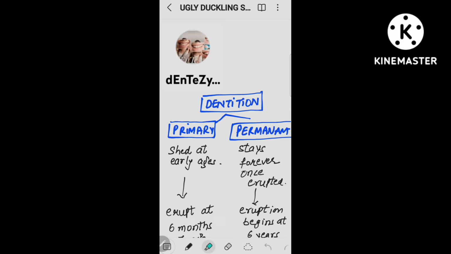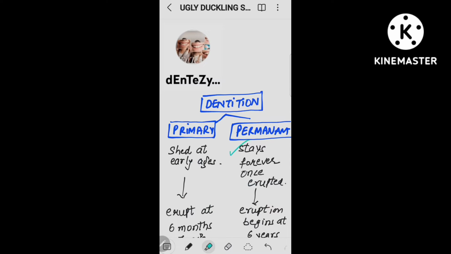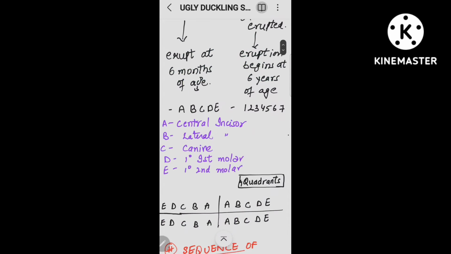Primary dentition is the one in which the teeth shed at early ages, whereas in the permanent dentition, once the teeth erupt into the oral cavity, they stay forever. Deciduous dentition begins with the eruption of teeth at the age of 6 months, whereas the permanent dentition starts with the eruption of teeth at 6 years of age.